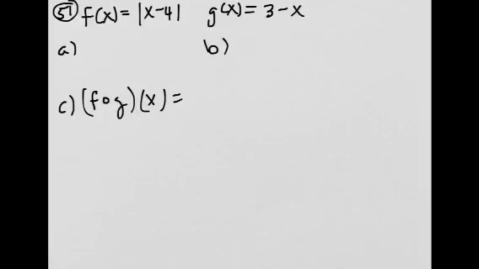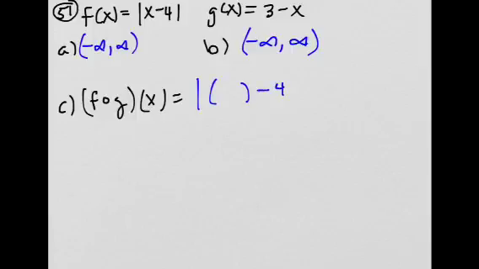Number 51 is an absolute value function for f of x. The domain is all reals. There's no restriction on that. And for b, it's a linear function, so again, all reals. F of g of x, I'm going to replace this x with this whole function right here. So it's like this, and in the blank I'm going to put in 3 minus x. Simplify that, so it's negative x minus 1. So this has no restriction, so the domain is all reals.